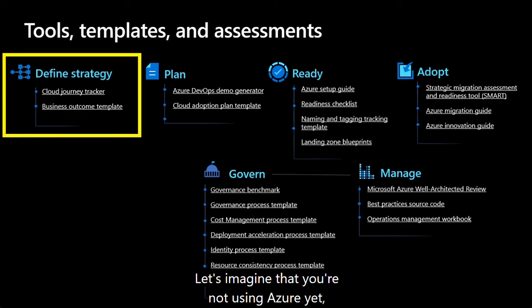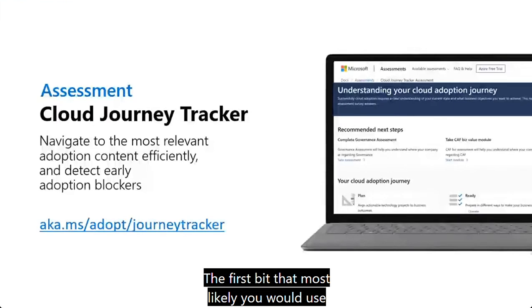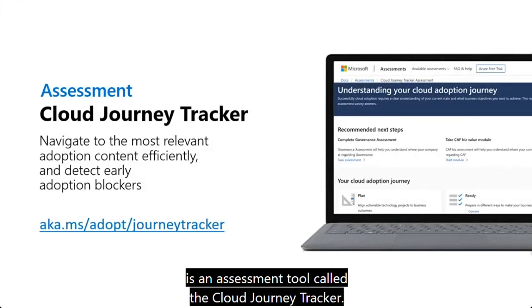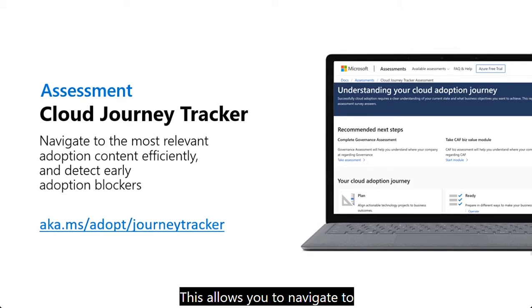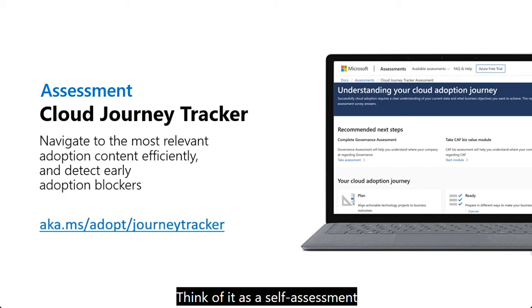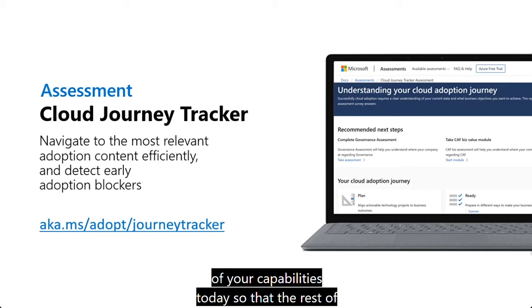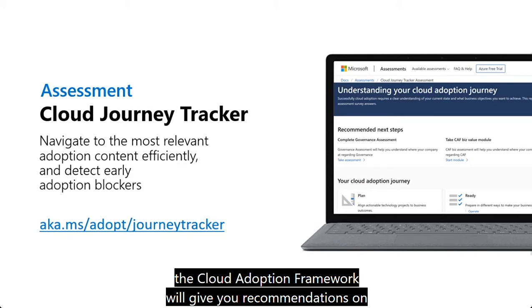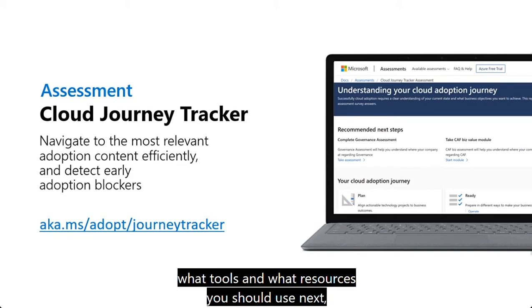So let's imagine that you're not using Azure yet, and this is the first time that you're going to use Azure. The first bit that most likely you would use is an assessment tool called the Cloud Journey Tracker. This allows you to navigate to the most relevant adoption content efficiently and detect early adoption blockers. So think of it as a self-assessment of your capabilities today, so that the rest of the cloud adoption framework will give you recommendations on what tools and what resources you should use next, depending on the outcome of your self-assessment.